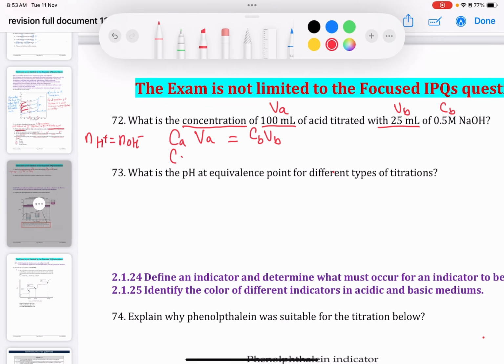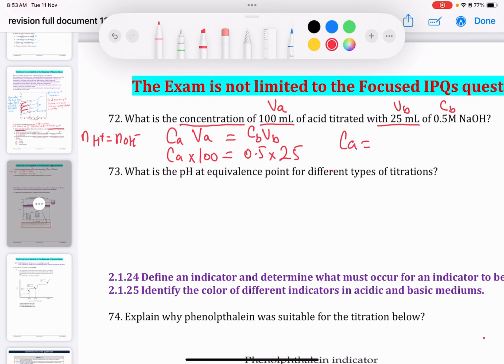So let's substitute. That's 100, 0.5, and 25. So the final answer, the acid titrated will have a concentration of 0.125 molar.